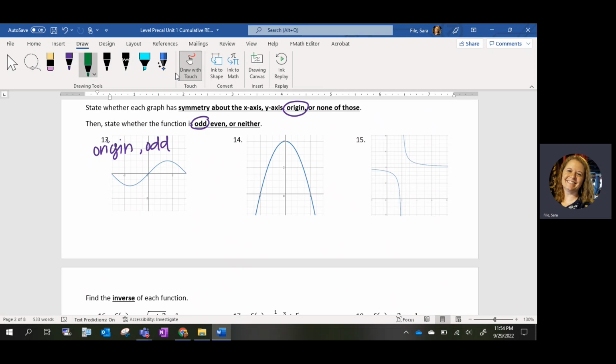Now, number 14 does have one of those line symmetries. If I were to fold this over the y-axis, all of these points on the left and right would match up. Okay, so this one has y-axis symmetry, which is the one you need if your function is even.